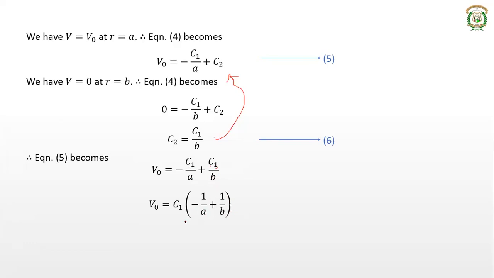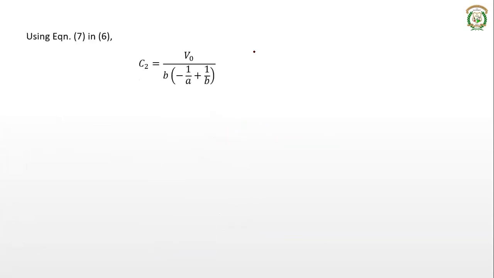From this, what is C1? If I want to get the expression for C1, this minus 1 by a plus 1 by b will go to the denominator, right? So C1 is V0 divided by minus 1 by a plus 1 by b. So this is one constant C1. Substitute this in equation number 6, you get the constant C2. C2 will be equal to C1 by b, right? C1 is this V0 divided by minus 1 by a plus 1 by b, divided by b. So b is in the denominator. This is the constant C2.